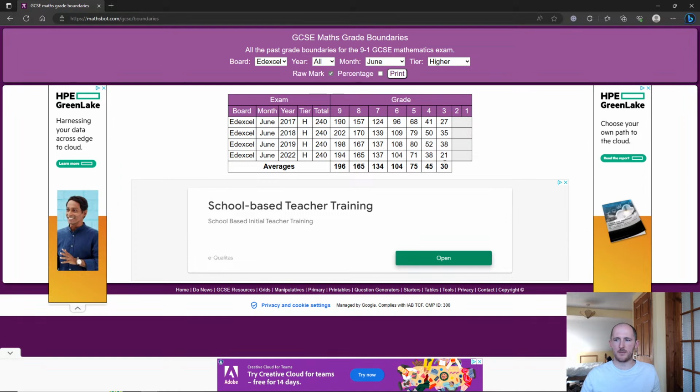So here are the average grade boundaries across the past 5-ish years. This is for Edexcel. I'll show AQA in a second, but you only need to get under half marks in all of the papers. Okay, so this is the total mark. Bear in mind, each paper is worth 80 marks. So not too bad, I don't think. Definitely possible.